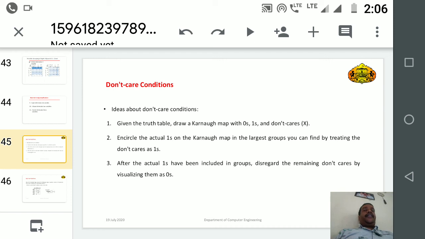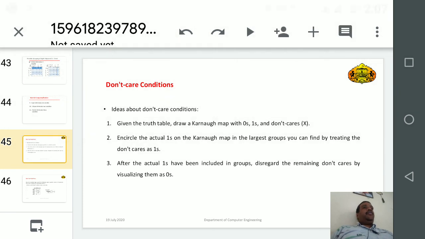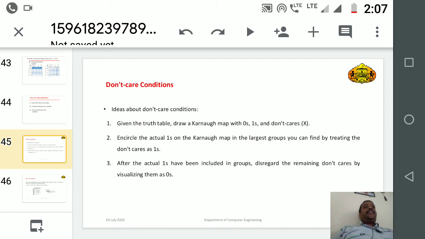This is the don't care condition. What is the don't care condition? This is the group of ones, only one time. The idea about the don't care condition is: given the truth table, draw a K-map with 0s, 1s and don't care conditions. Encircle the actual ones on the K-map in the largest group. You can treat the don't care as 1, and after the actual ones have been included in a group, discard the remaining don't cares by not treating them as ones.